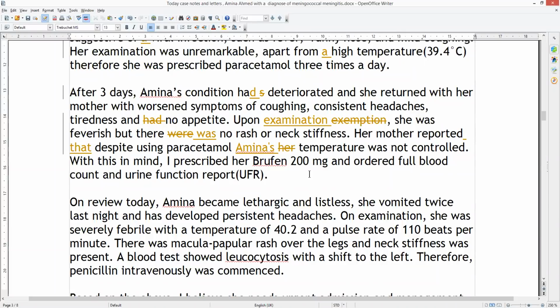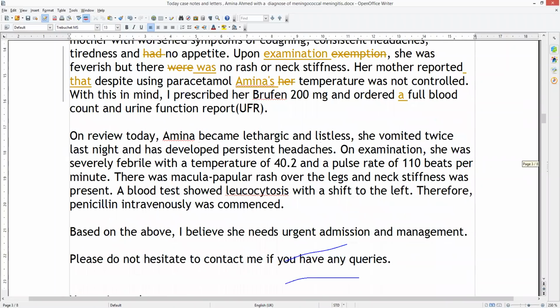With this in mind, good expression, I prescribed her Brufen and ordered a full blood count and urine function report. Don't forget your articles, because full blood count is a noun, it's a proper name, so we need an article or a pronoun. Order a full blood count and urine function.